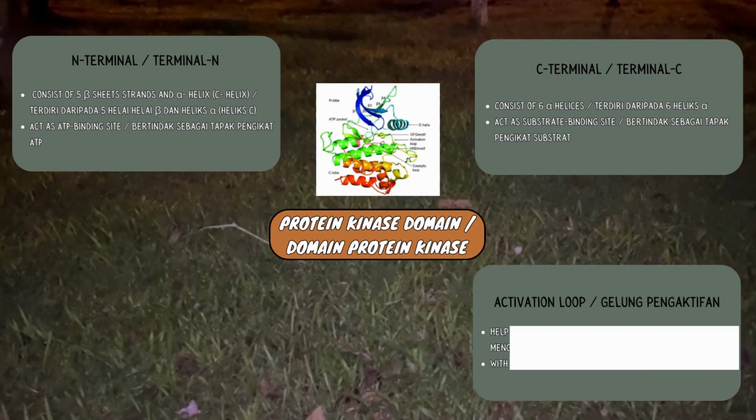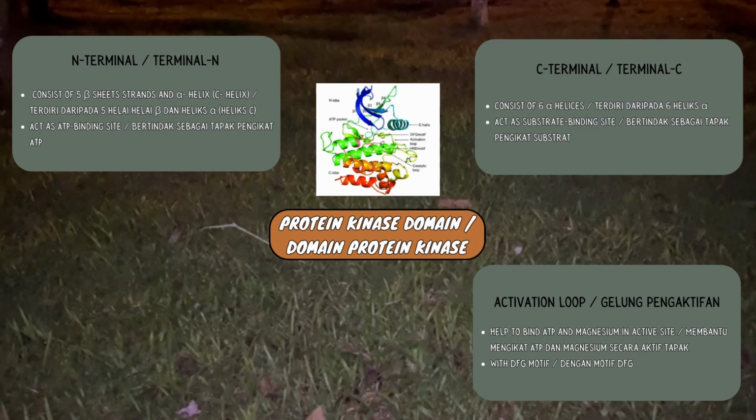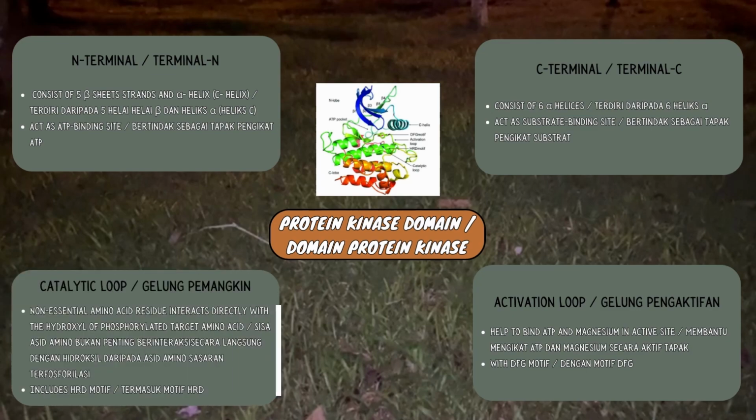Then, activation loop helps in binding of ATP and magnesium with the help of the FG motif. Lastly, it is the catalytic loop. It is where non-essential amino acid interact and includes in HRD motif.